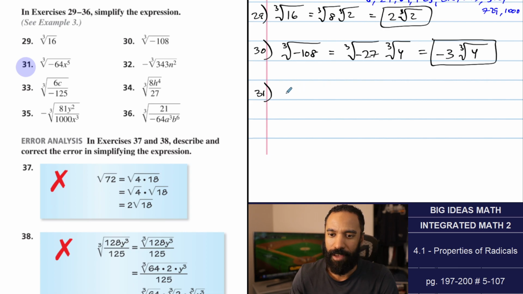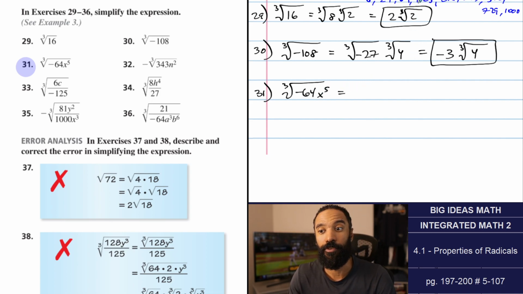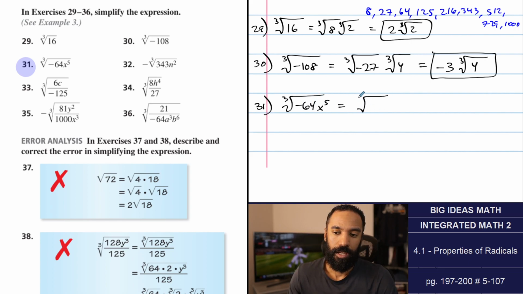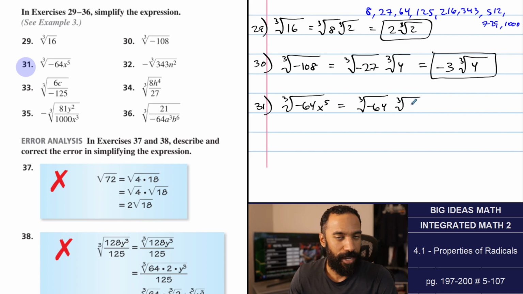Number 31, we have the cube root of negative 64 x to the 5th. All right, 64 itself is a perfect cube of 4, so straight up, when we take the cube root of negative 64, we are going to be getting negative 4.